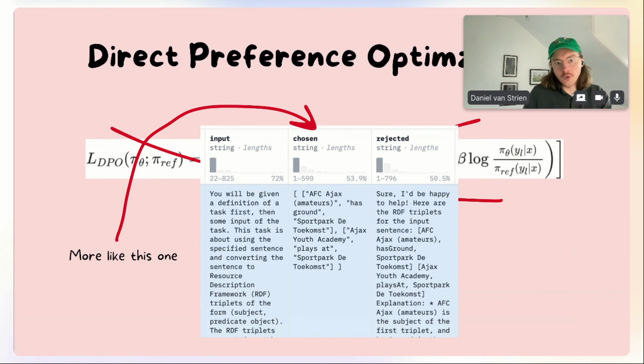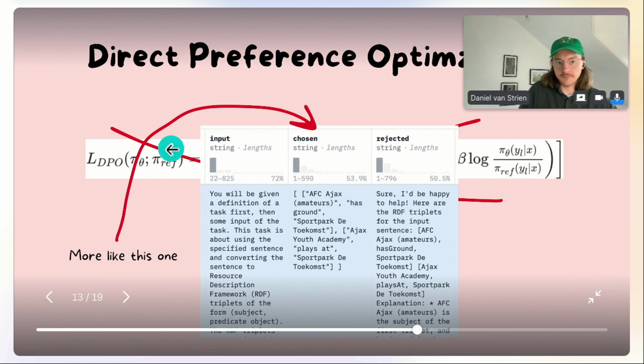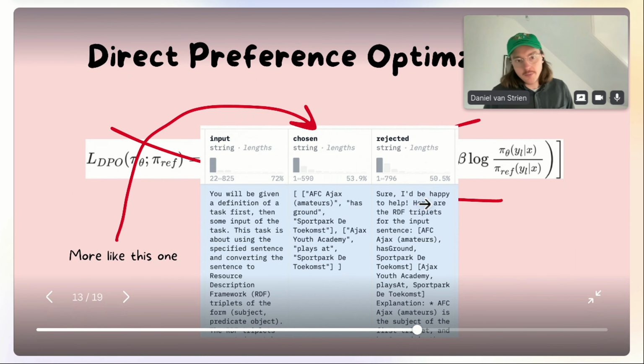And essentially, what you end up having in terms of a data set is that you need to have some input column, which is the kind of prompt that you pass to a language model. And then you have a pair of responses, and one of those should be the chosen response, the one that you want the language model to be more like, and then the rejected response, which is the one that you find less helpful.